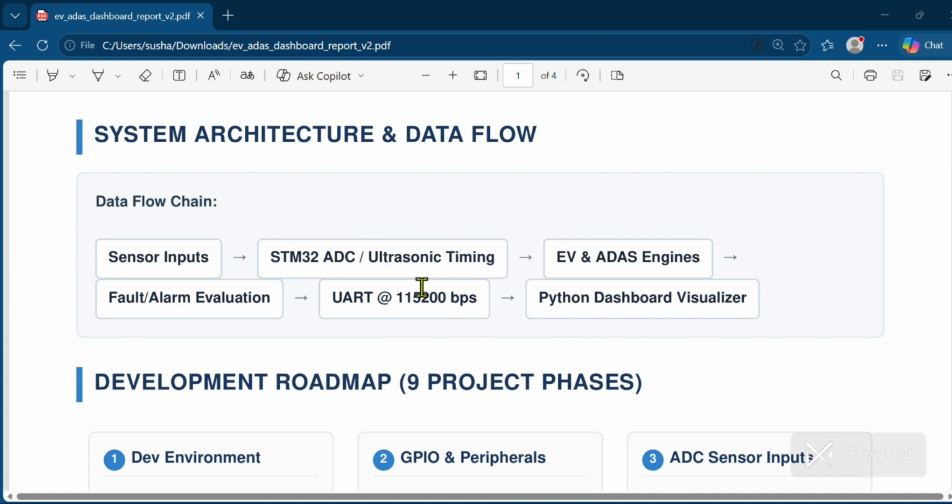The EV dynamics engine runs calculations for speed, torque, state of charge, and regenerative braking. Concurrently, the ADAS engine computes obstacle distance, blind spot threats, and time to collision. Both engines feed their results into a fault and alarm state machine. If anomalies occur, the system evaluates the alarm level and structures the data into highly packed telemetry frames. These frames are serialized and pushed over a UART communication bus at a rate of 115200 per second to the host Python Matplotlib dashboard.